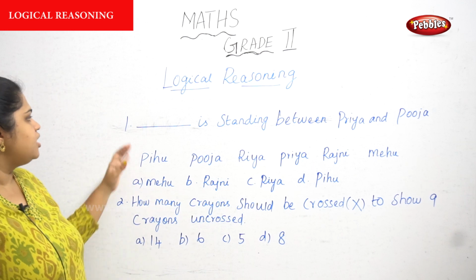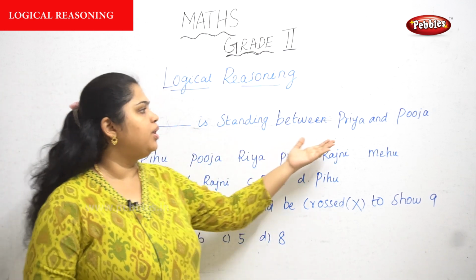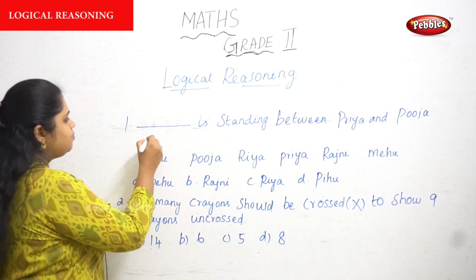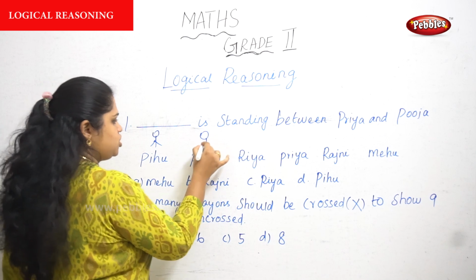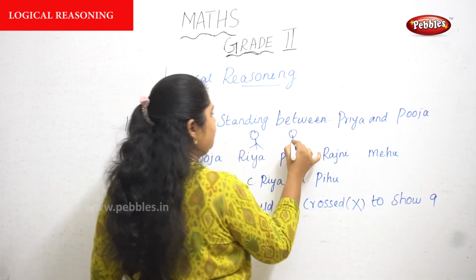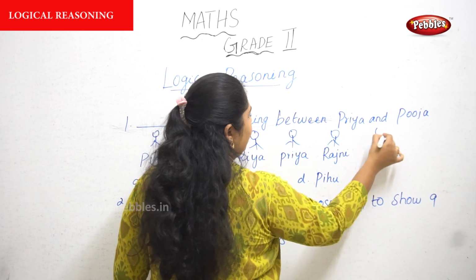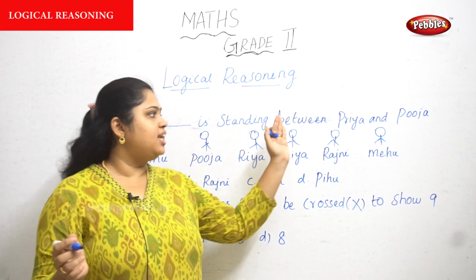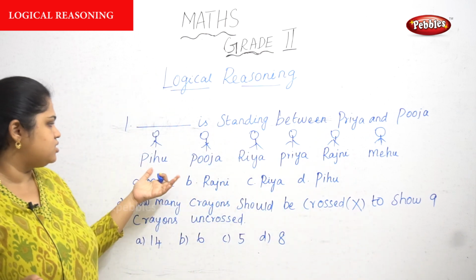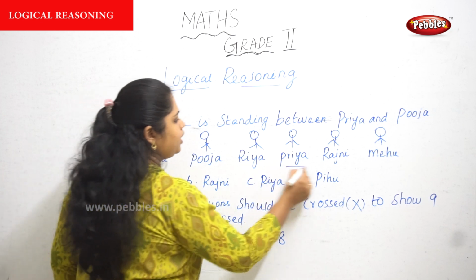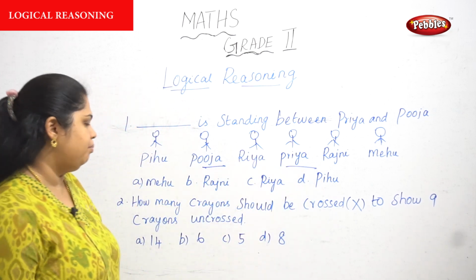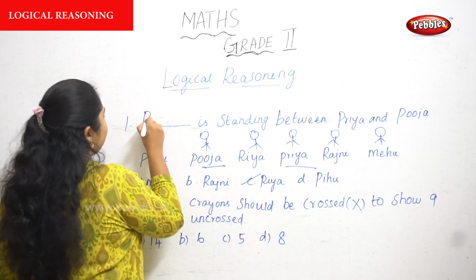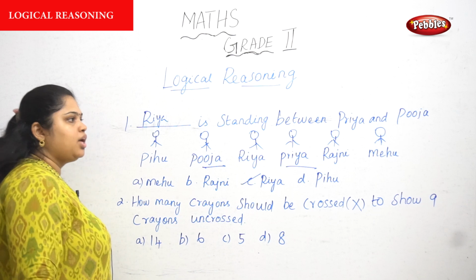Okay, next question: who is standing between Priya and Pooja? Some names are given, they are persons: Pihu, Pooja, Riya, Priya, Rajni and Mehu. What is the question? Who is standing between Priya and Pooja? Find who is Priya and who is Pooja, and who is in between. Riya is there, so option C is the answer. Riya is standing between Priya and Pooja.